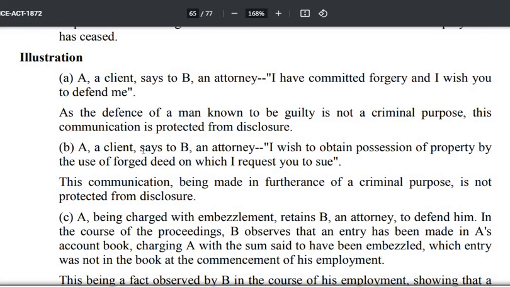Illustration B. A client says to B, a lawyer, I wish to obtain possession of property by the use of a forged deed on which I request you to sue. अब बताइए, this is a communication in furtherance of the criminal purpose, क्योंकि वो फॉर्ज्ड डीड लगाकर प्रॉपर्टी ऑब्टेन करना चाहता है और वकील से कहता है क्या तुम उस फॉर्ज्ड डीड को लगाकर मेरा कोर्ट में केस फाइल करोगे? अब this falls in the proviso, therefore no privileged communication. So illustration C you read yourself.